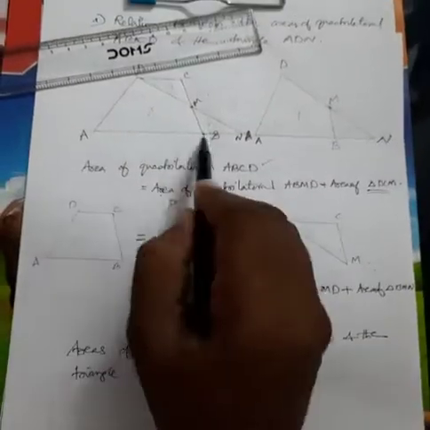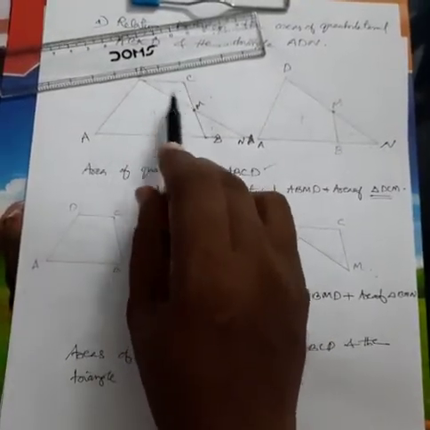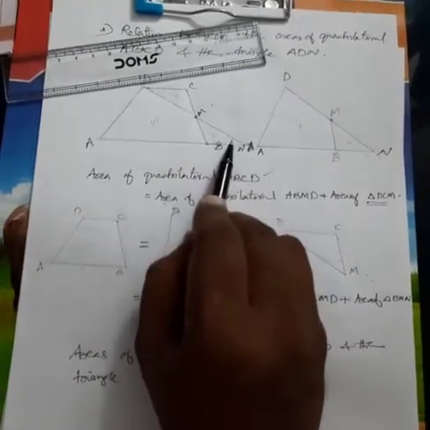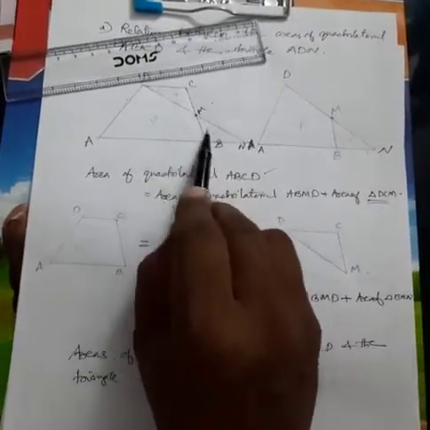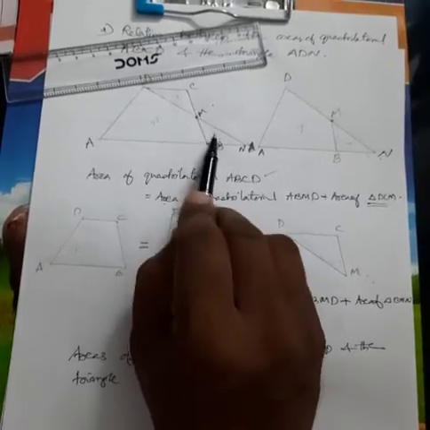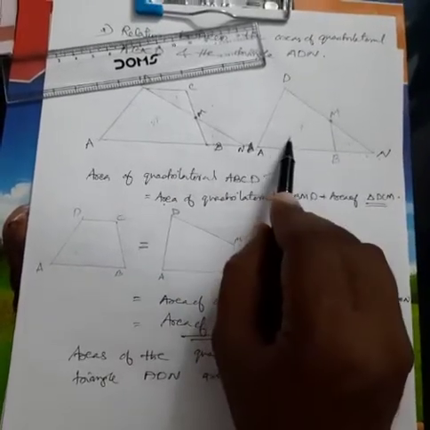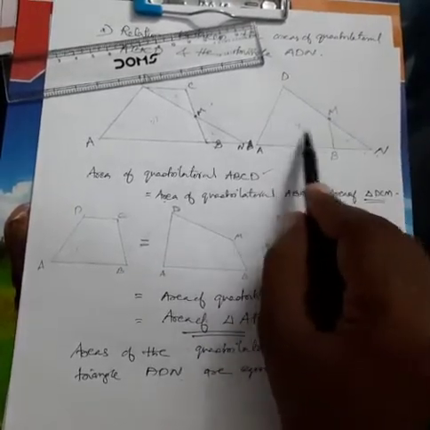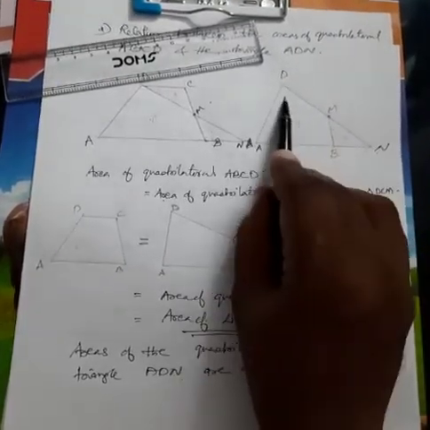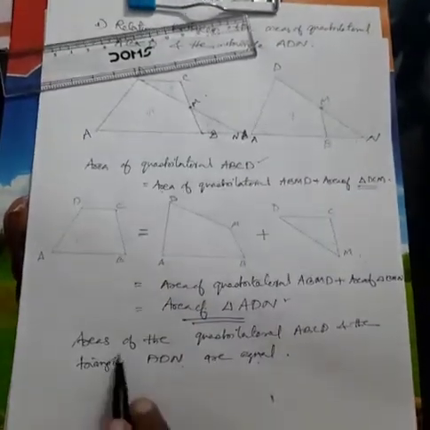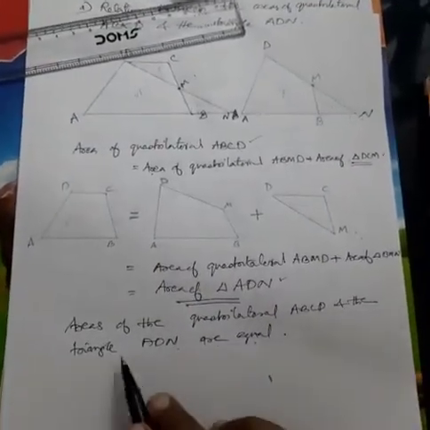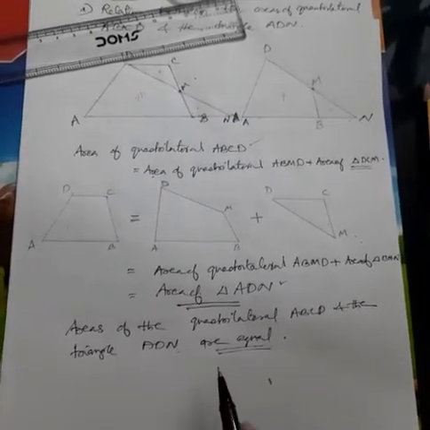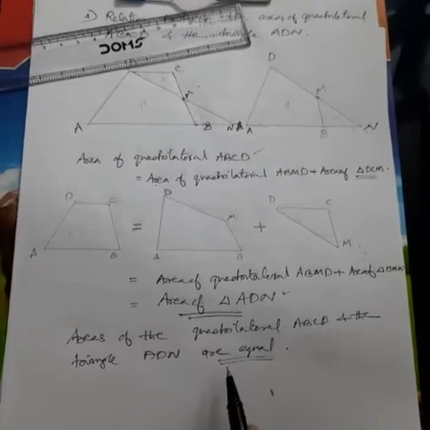So the area of quadrilateral ABCD and the triangle ADN are equal. So ABMD plus DCM, that you have to find out first. Then instead of DCM we can write BMN. So these two triangles are equal. We can add these two, one quadrilateral and one triangle, that is ABMD plus BMN. And if you add these two, we will get the bigger triangle. So the area of quadrilateral ABCD and the area of triangle ADN are equal. This is the way we can prove it.